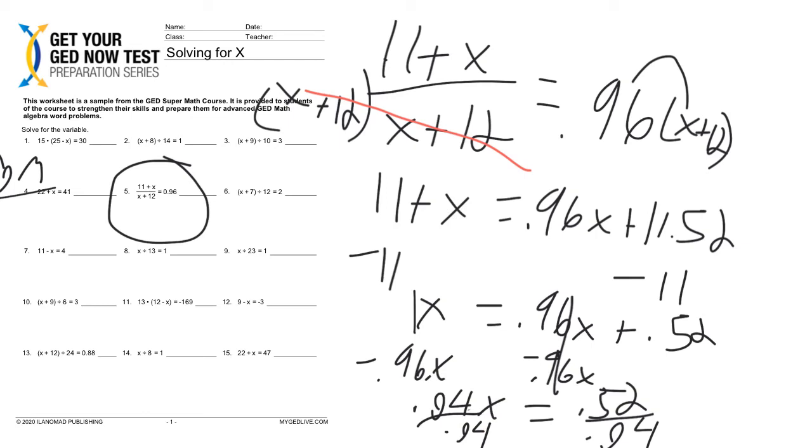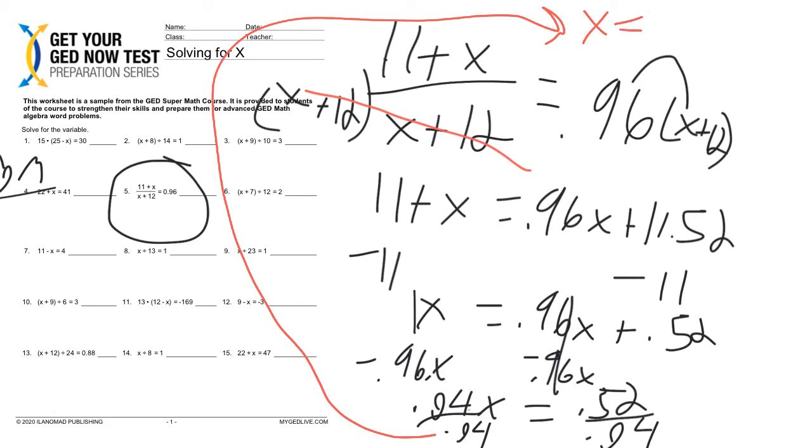And so let me just get a different color for emphasis, just to kind of show you where I'm going. Kind of run out of space here on this screen. So that gives me x, and then 0.52 divided by 0.04 equals 13. So then our answer would be x equals 13.